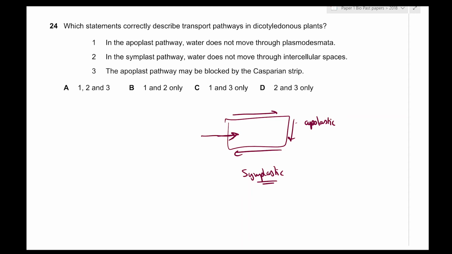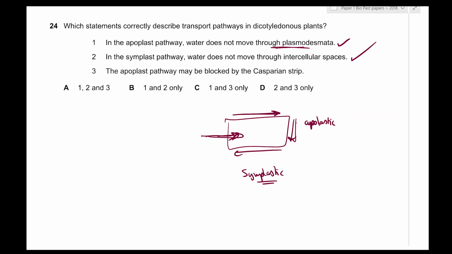So let's see the suggestions that we have here. In the apoplast pathway, water does not move through the plasmodesmata. Now this is correct because, as we said, the apoplastic pathway only moves through the cell walls. So it never enters the cell. 2. In the symplast pathway, water does not move through intercellular spaces. Now this is correct because we said that water actually diffuses into the cell by osmosis. 3.